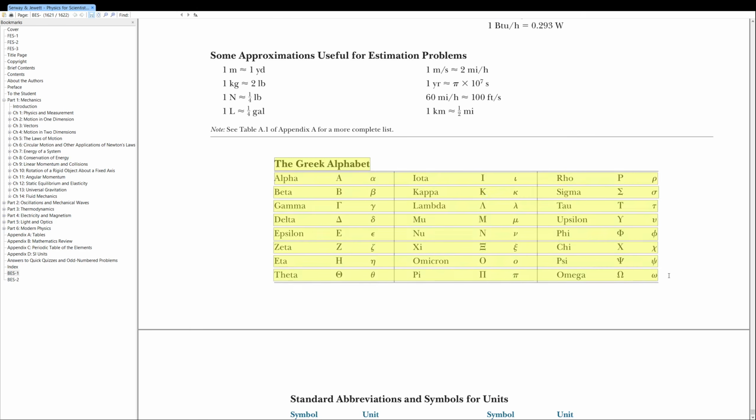You're going to have to learn this. You just have to learn it, okay? The sooner you learn it, the better. The sooner you learn how to write the letters, the better too, upper and lowercase. Alpha, beta, gamma, delta, epsilon, zeta, eta, theta, iota, kappa, lambda, mu. We say mu in English, it's mu, nu, xi, omicron, pi, right?